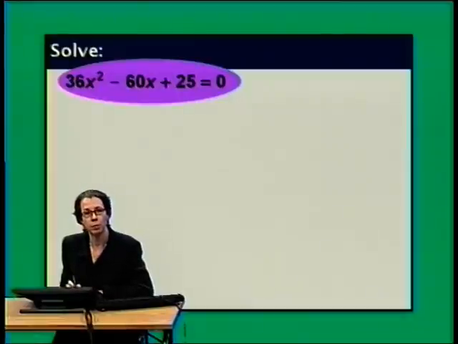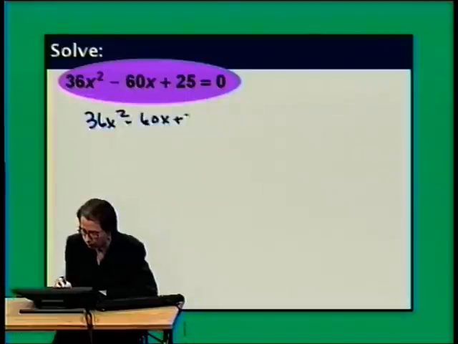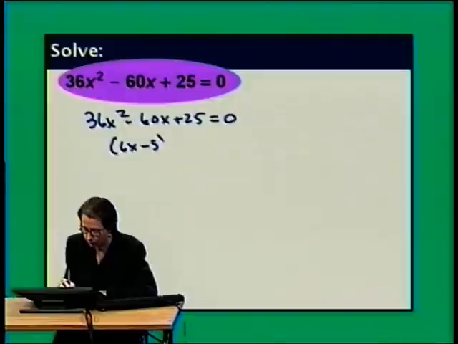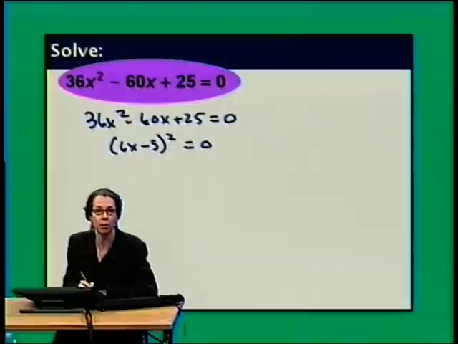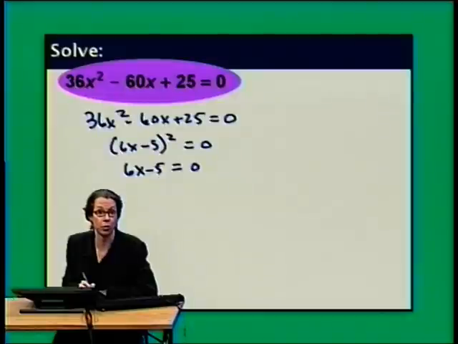So I'm going to finish up with solving just a couple of quadratic equations. Now, if we look at this quadratic equation, we see that the trinomial on the left side is the trinomial we just factored. So I can rewrite this left side as that perfect square trinomial, 6x minus 5 quantity squared equals 0. Well, there's only one way the product of two factors can equal 0. In this case, 6x minus 5 needs to equal 0.